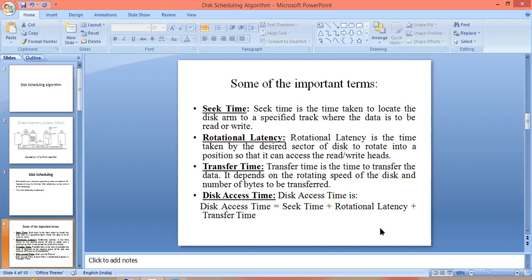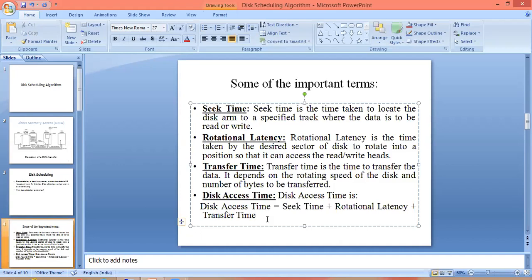That means the time required for actually writing and reading the data. So that means how many bytes are transmitted, and that time is known as the transfer time. The next one, disk access time. Disk access time is the combination, or summation, of seek time, rotational latency, and transfer time. These three times combined are known as the disk access time.